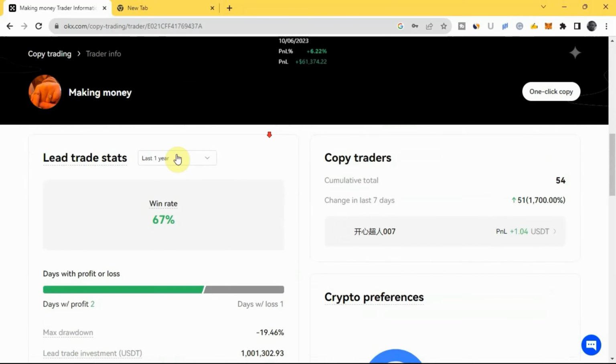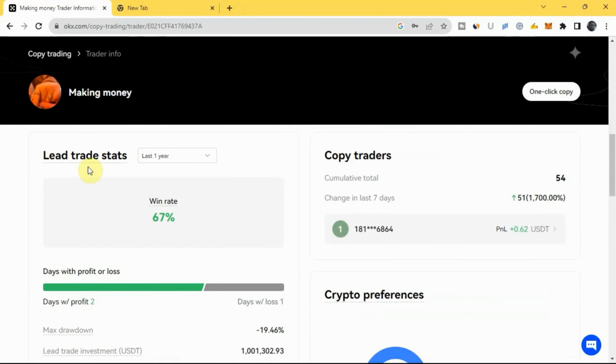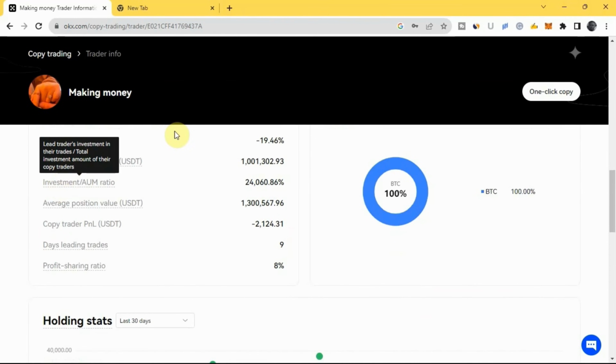And then if you go down again, this is where you can see the lead trade stats. You can see right here in the last 1 year, this person has won 67% of his trades. And then the next thing is maximum drawdown, which is minus 19%. Maximum drawdown means the highest drop the trader has experienced from the highest amount he or she has made. So the person has dropped by a maximum of just 19%.